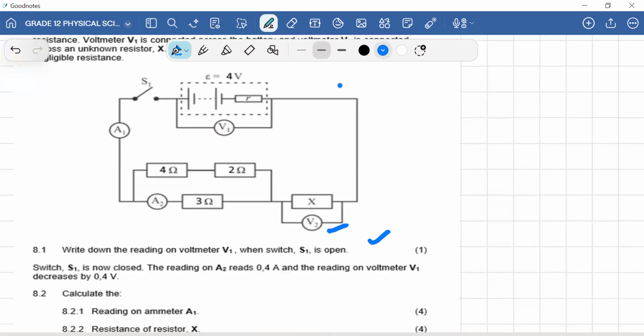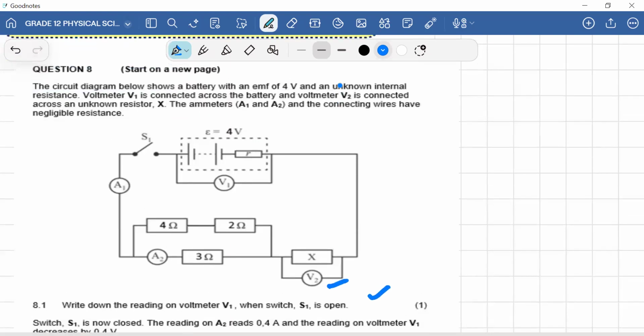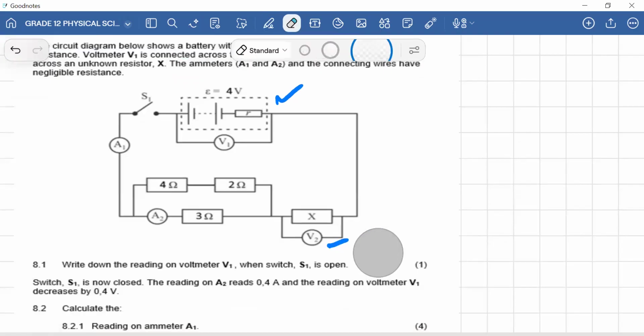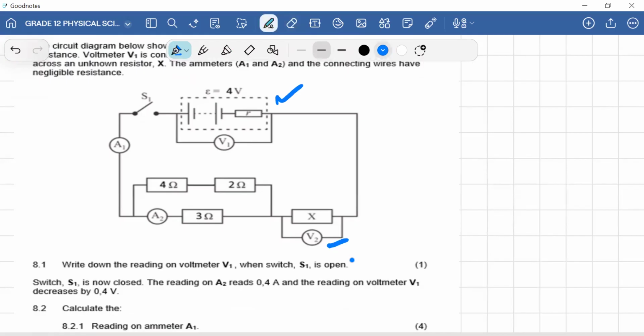Now, they say to us, write down the reading on voltmeter V1 when the switch is open. When the switch is open, the readings across the components are going to be zero, with the exception of the battery. The battery has an EMF of 4 volts. So when the switch is open, only the battery will have a reading, and that is going to be 4 volts.